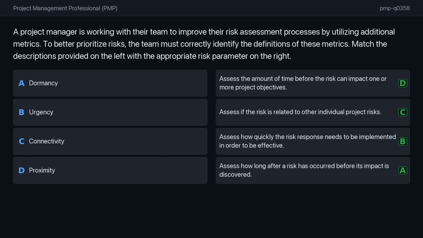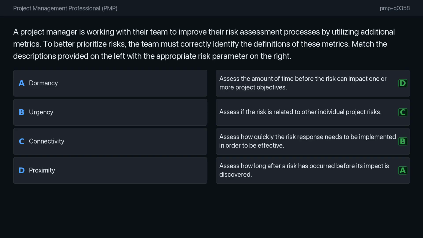It is important to distinguish these, as they offer more granular insight into how risks manifest and impact your project. When tackling exam questions involving these parameters, think about the life cycle of a risk. Proximity is about the when of the impact, while urgency is about the when of the action. Connectivity helps identify cascading failures, and dormancy highlights the danger of hidden issues.